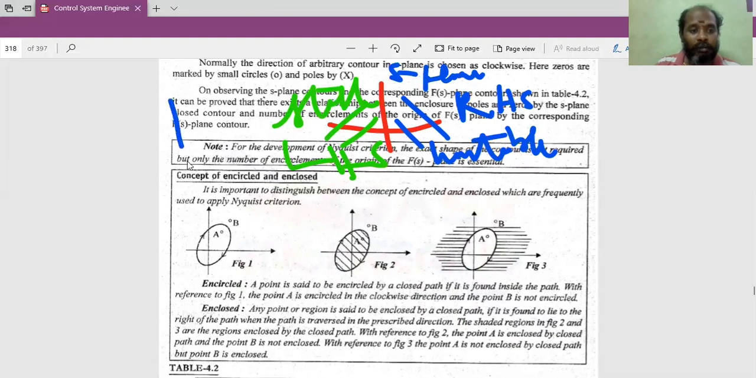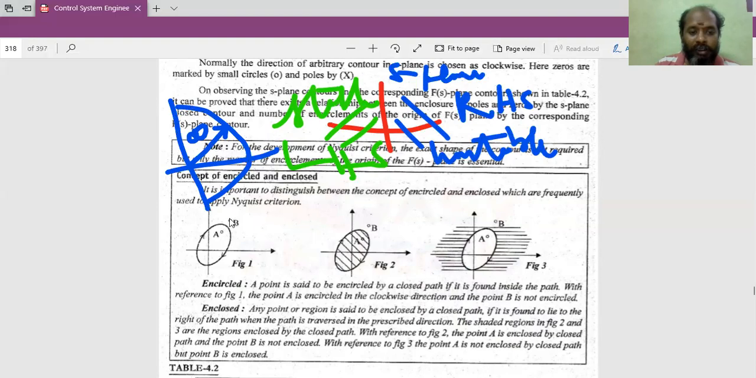if you say this is your S-plane, I am worried about the entire region. The radius of this enclosement is infinity. That is, the entire right hand side is considered. This is what they call enclosed. We say the entire right hand side region is enclosed. You can see that from this example.